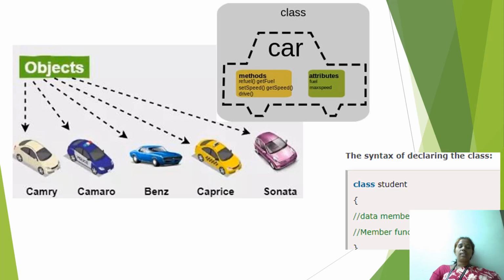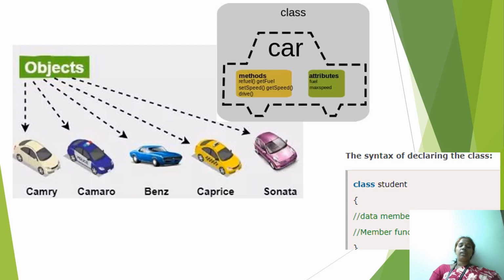Each class can create any number of objects. Taking the example of a car, the car class can create any number of objects like Camry, Camaro, Benz, Caprice, and Sonata. So these are the objects of the car class. Next, we are going to see how we declare a class. I am telling about the syntax. We declare the class using the class keyword, followed by a space, the user-defined data type that is the class name, and a block of statements.